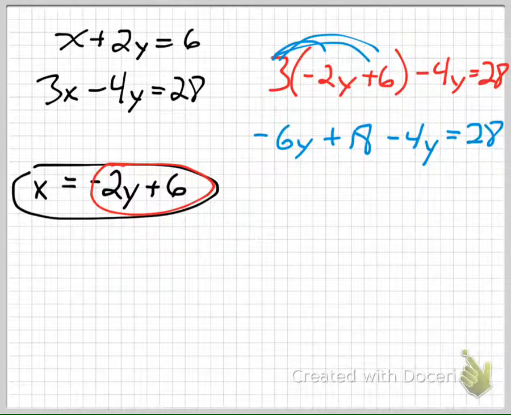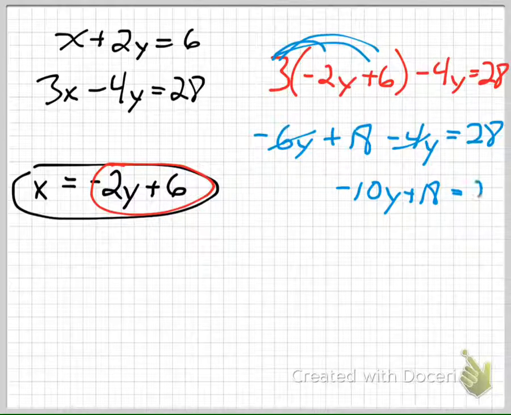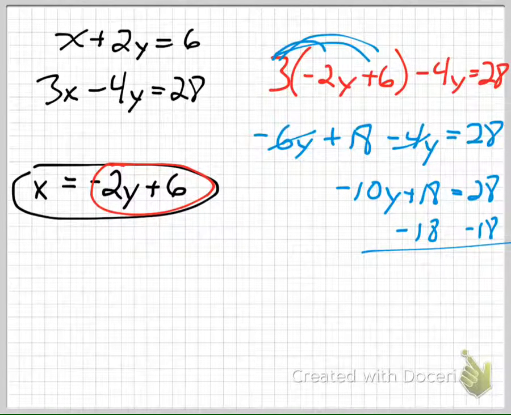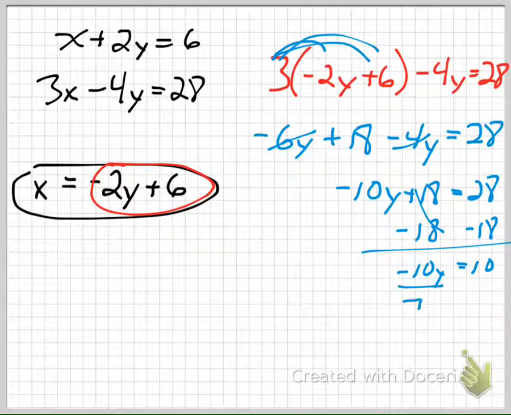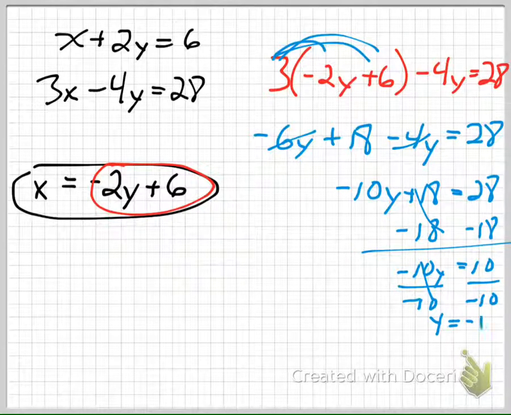-6y - 4y is -10y, right? Plus 18 equals 28. Minus 18, minus 18. -10y = 10. Divide by -10, divide by -10. y = -1. Agreed? Did everybody get y = -1?